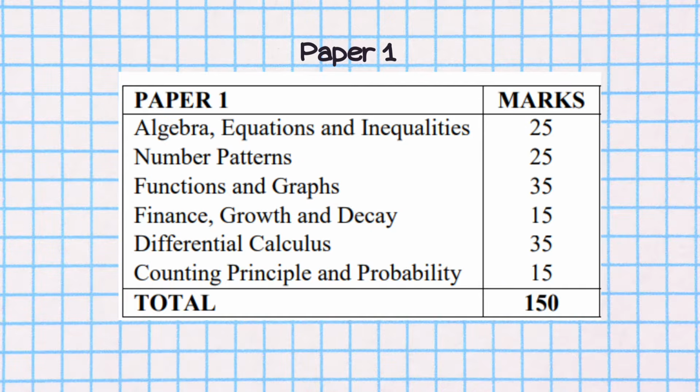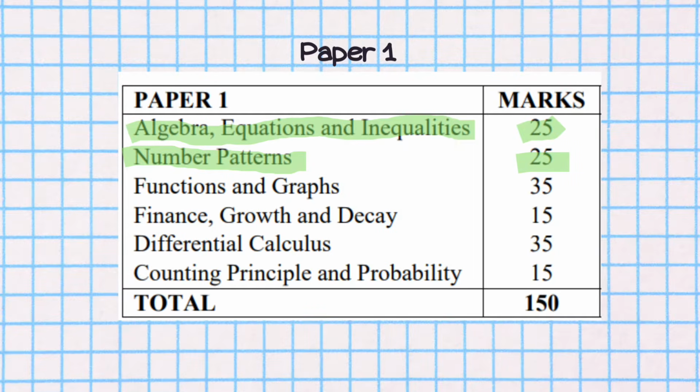So with paper 1, how many topics do we have? In total, we have 6 topics, right? And within those 6 topics, the top 2 that contain more marks are functions and graphs, then the second topic is differentiation calculus, right? You see the fact that functions and graphs and differential calculus have 35 marks each, right? So already, if you know those topics perfectly, you have 70 marks bagged, right?